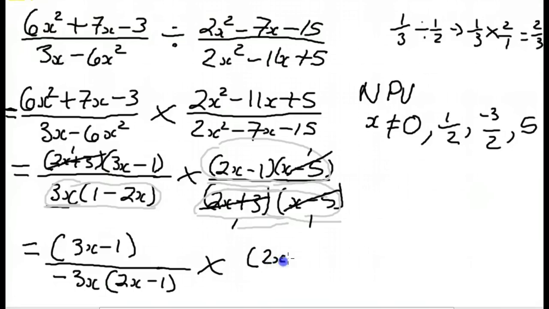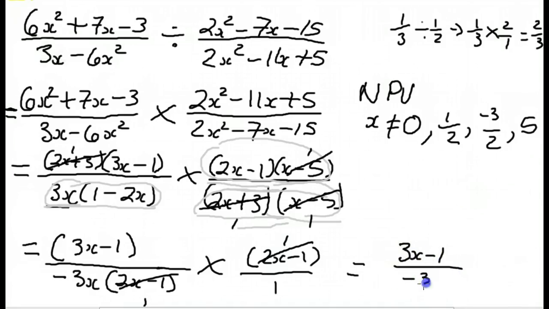Times, okay, what's left here? 2x minus 1. Everything else has canceled. Over, let's just put that over 1. And now this cancels with this, leaving me with a 3x minus 1 over negative 3x, and that might also be written as 1 minus 3x over 3x. And these in no way, shape, or form, these three x's, no way do they cancel.